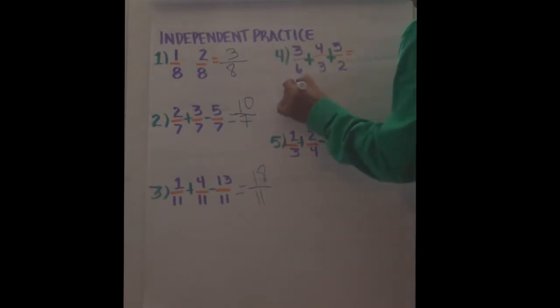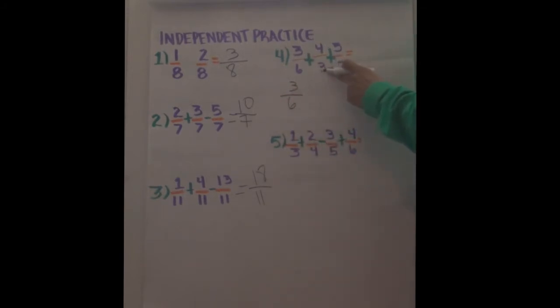So 3 over 6. This one I gotta turn into a 6. So 3 times 2 is 6. I multiply by 2, so I have to multiply by 2. This one, it's 5. This one is 2. How can I turn that 2 into an 8? I gotta multiply by 4. So 5 times 4 is 20. 2 times 4 is 8.